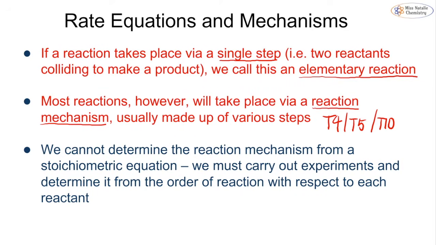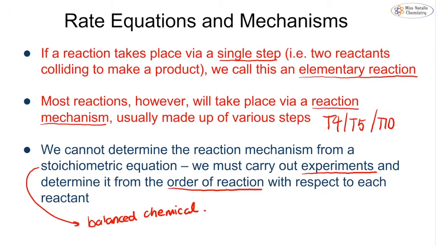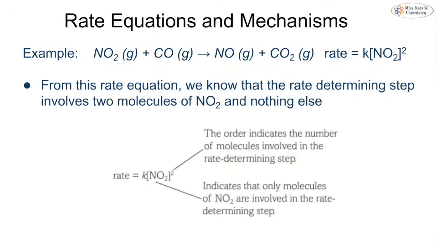Now, we cannot determine the reaction mechanism simply from the stoichiometric equation, and if we're not sure what we mean by that, we simply mean a balanced chemical equation. Okay, and in order for us to actually figure out the reaction mechanism, we must do this experimentally, and we can determine it using our orders of reaction with respect to each reactant.